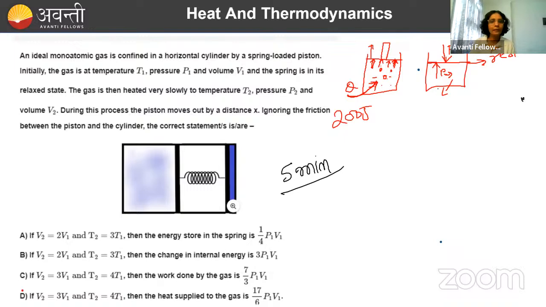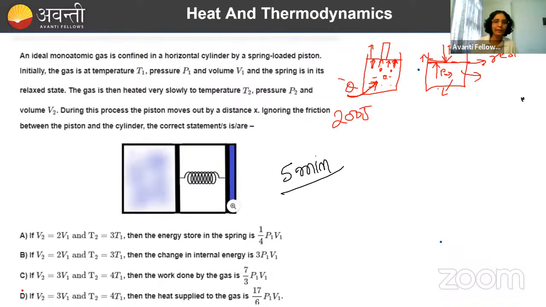Done. But if we are giving this very slowly, what will happen? This change will be very much insignificant. During that insignificant time, it will move a very small distance upward, and it will move in such a way that it will balance the pressure outside and inside. यानी कि isobaric process हो जाएगा. Pressure will remain the same.